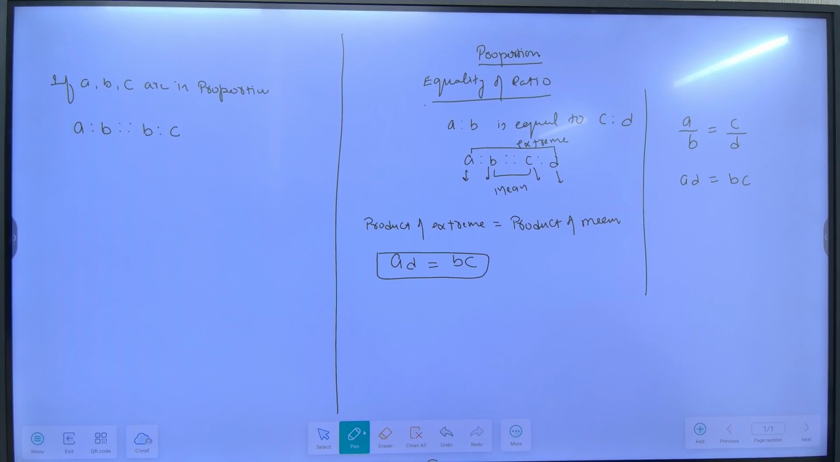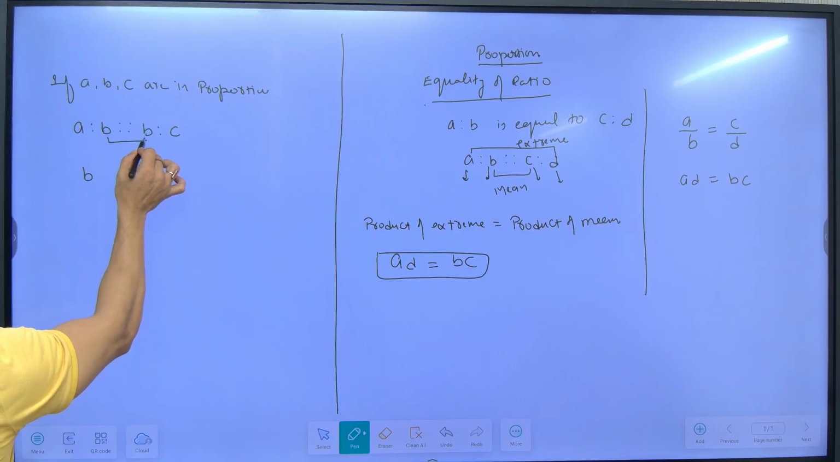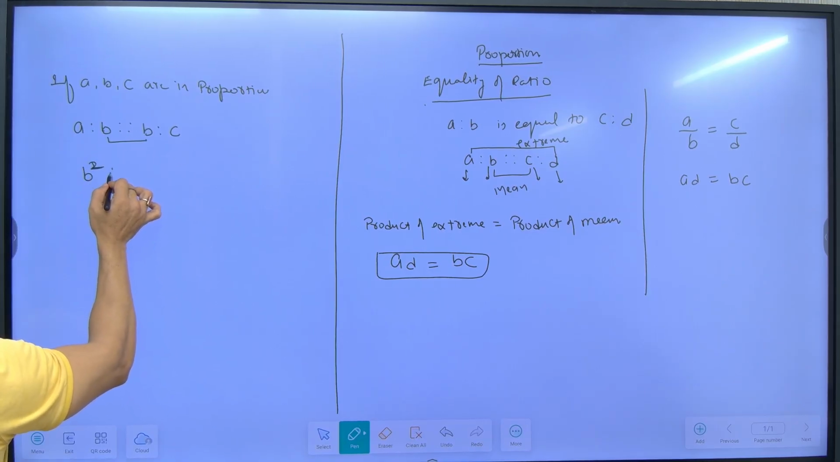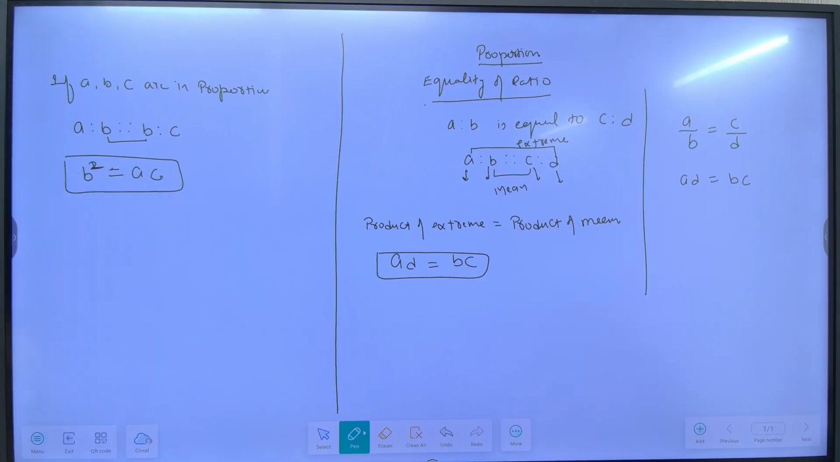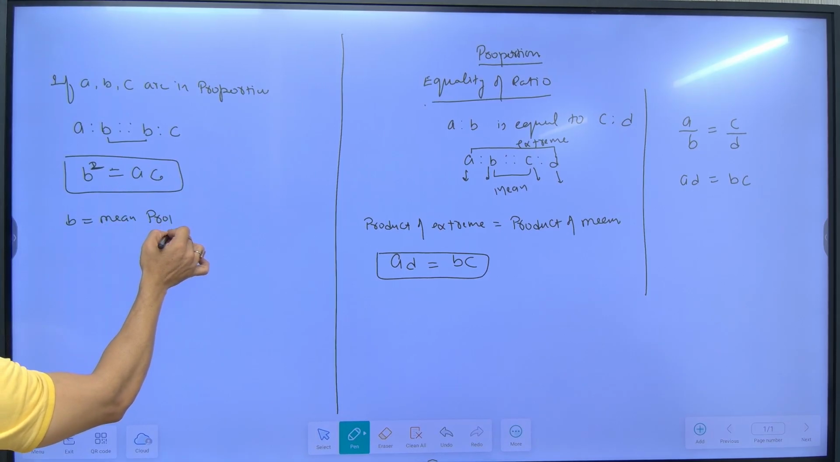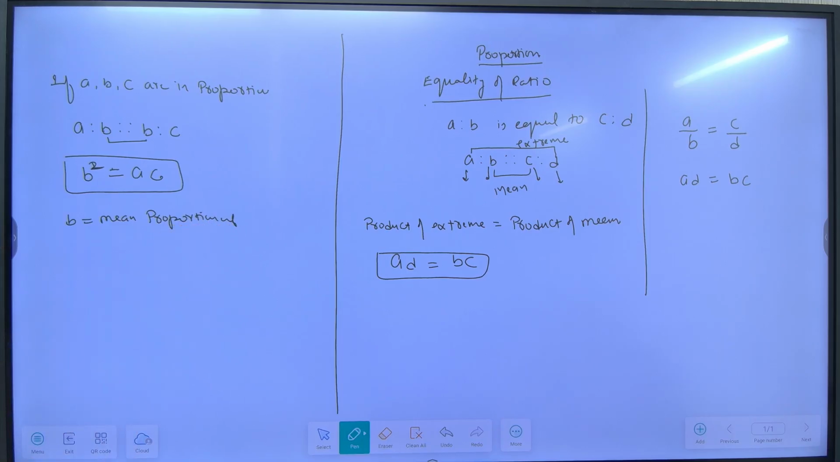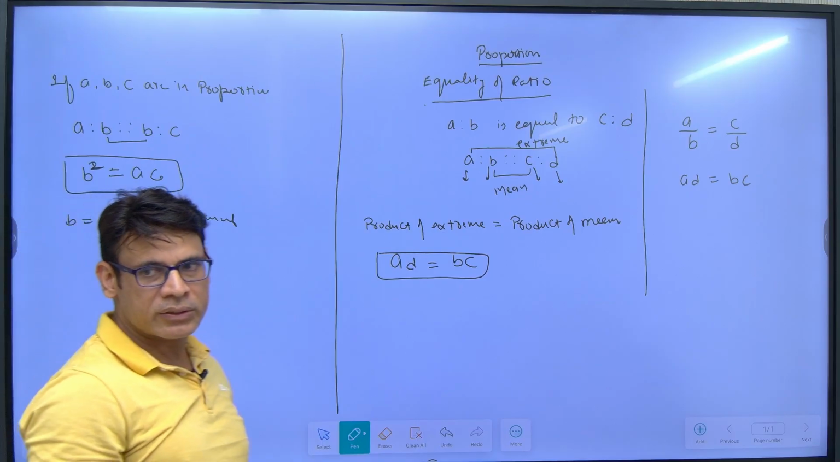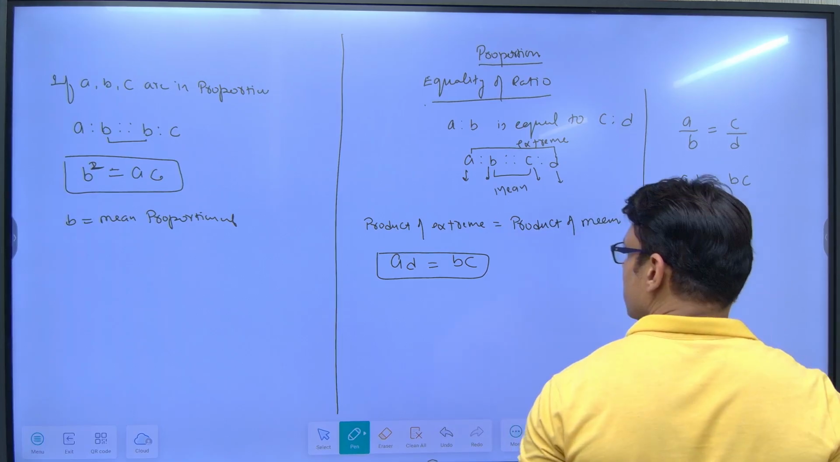क्योंकि तीन ही नंबर है, राइट? बीच वाले को दूसरा डबल बार लिखना है. And here B square is equal to AC. Same as product of means is equal to product of extremes. So in this, B is called mean proportional. A is called first proportional and C is called third proportional. Right? Note this also down.